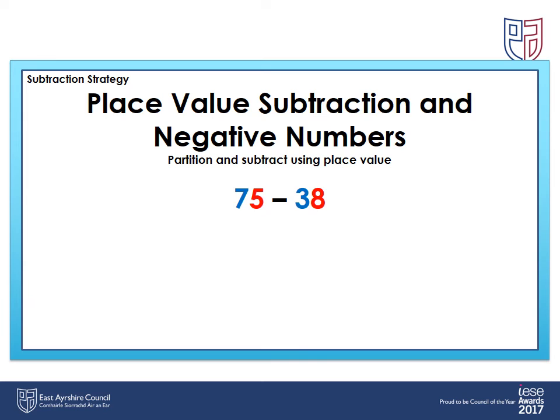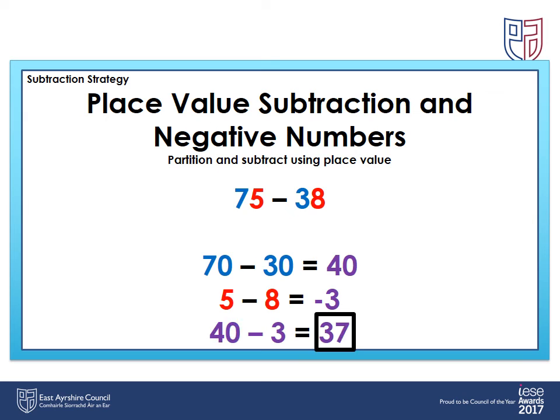However, if they can handle negative numbers, this strategy can be quite powerful for mental calculation. So doing 70 take away 30 gives 40, and then keeping numbers the correct way round and doing 5 take away 8 gives negative 3, by combining the 40 and the negative 3, they get the correct answer of 37. A really nice strategy.